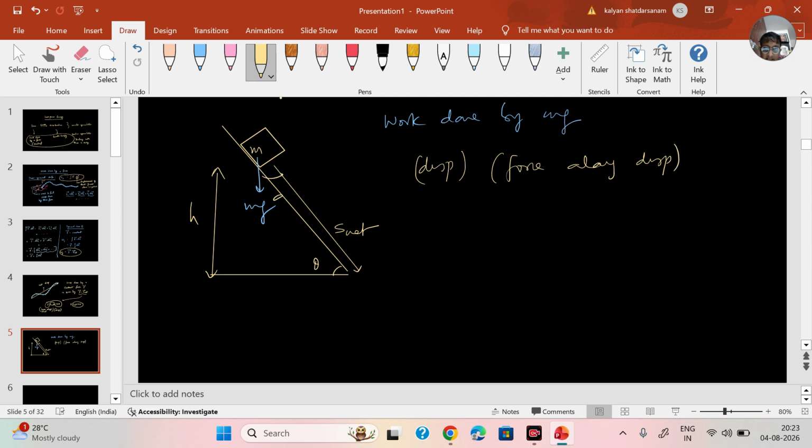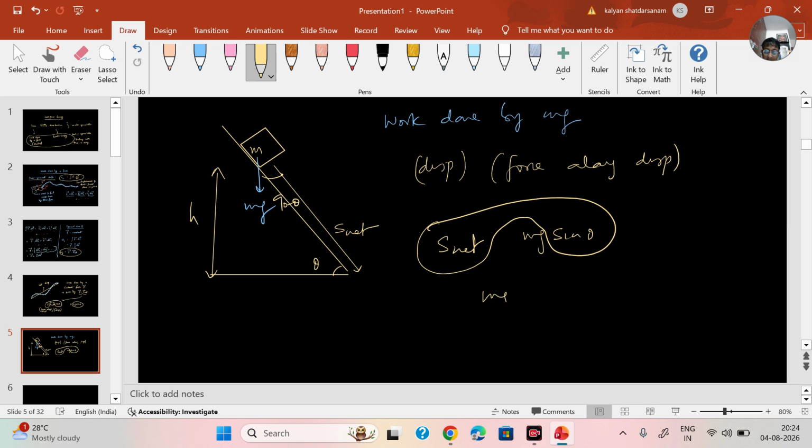Now this angle is 90 minus theta. So displacement is S net. Force along displacement is mg cos 90 minus theta. That is mg sin theta. And S sin theta is actually h only. You see, S net is hypotenuse. Hypotenuse into sin theta is opposite side. So you are getting mgh as work done by gravity if you do like this.